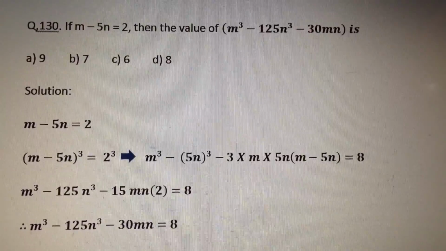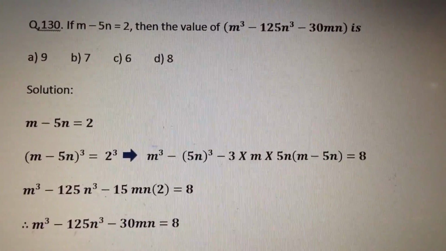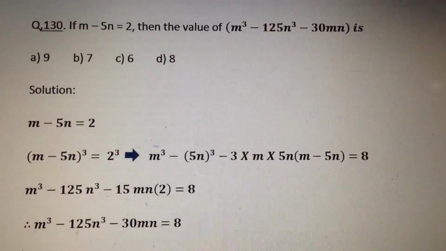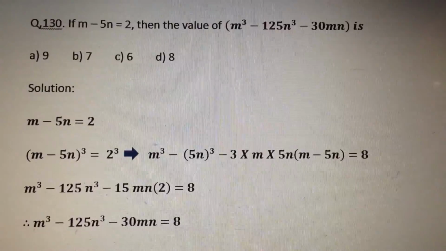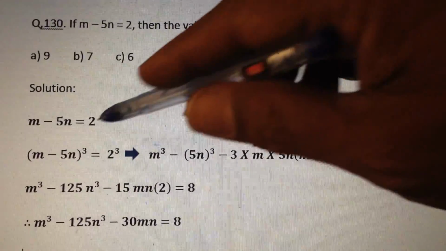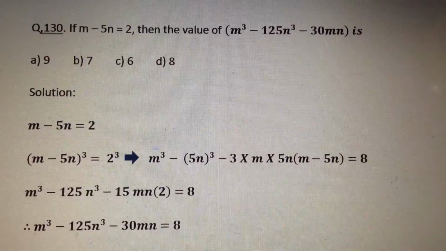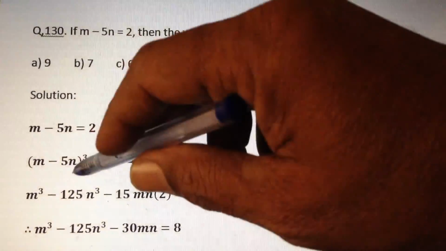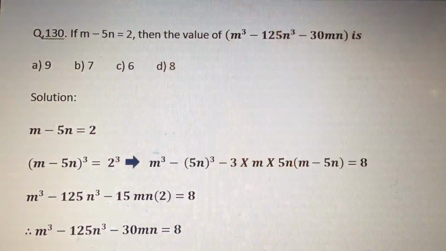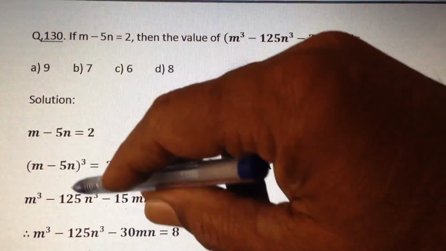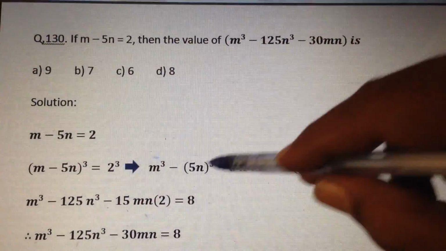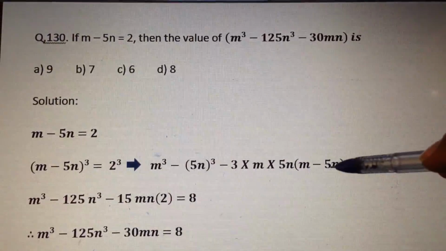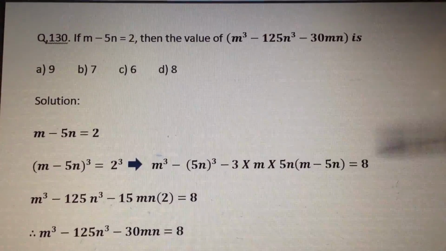Next question, if m minus 5n is equal to 2, then find the value of m cube minus 125 n cube minus 30 mn. It is given that m minus 5n is equal to 2. Now let us cube both sides of the equation. M minus 5n whole cube is equal to 2 cube. M cube minus 5n whole cube minus 3 into m into 5n into m minus 5n is equal to 8.